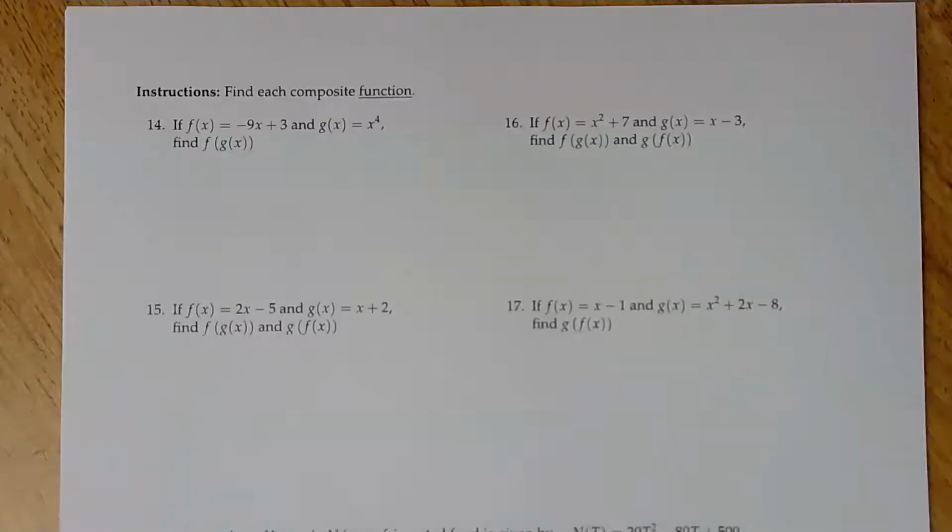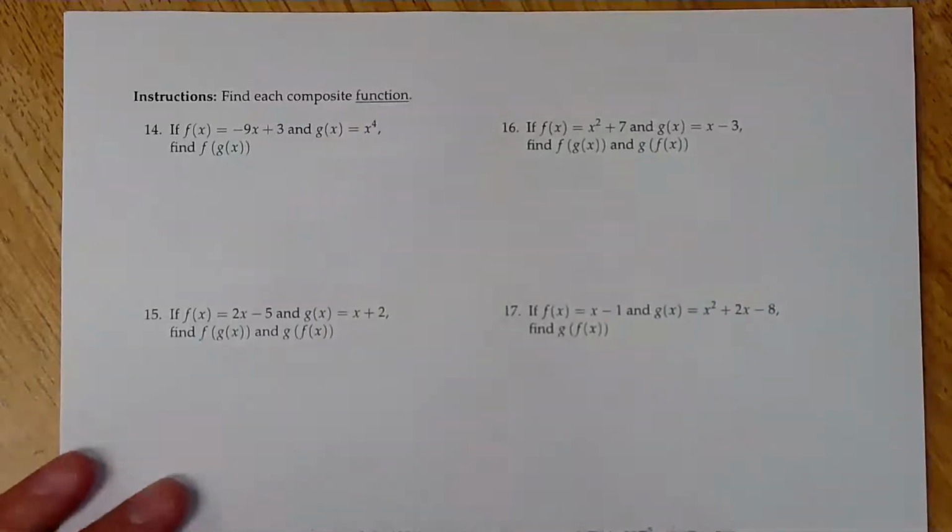All right, we're going to take a look at how to find a composite function. So instead of finding just one value each time, we're going to take those two functions and find the composition to create a new function, and then we can use that as many times as we want to find as many values as we want. All right, so here's how this works.